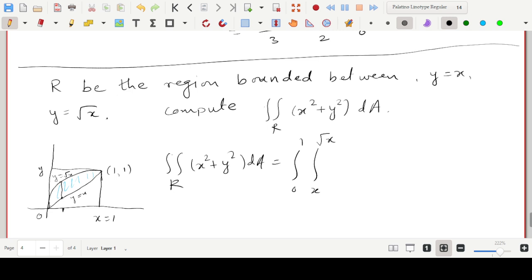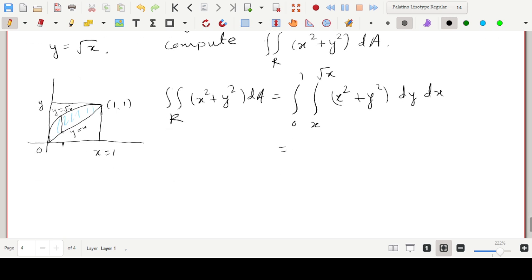Now we have changed this into iterated integrals. x square plus y square. These limits are for y, so first we shall integrate with respect to y, and then with respect to x. Now our job is much simplified. x square is a constant with respect to y, so its integral will be x square y, and the integral of y square is y cube over 3.